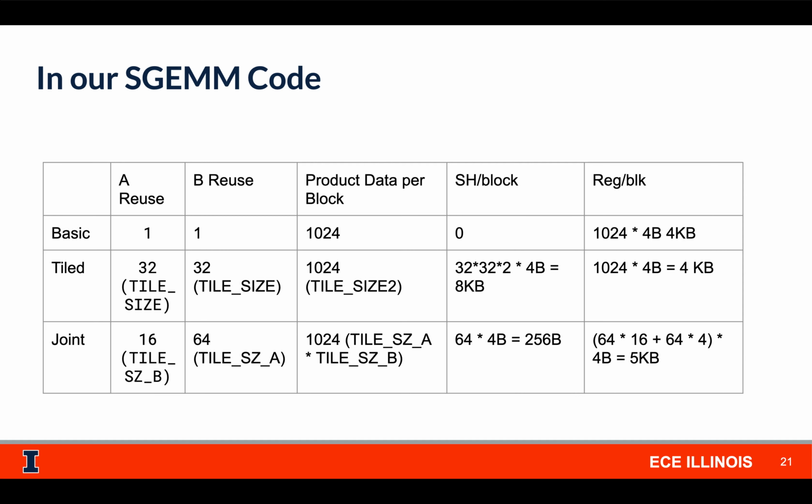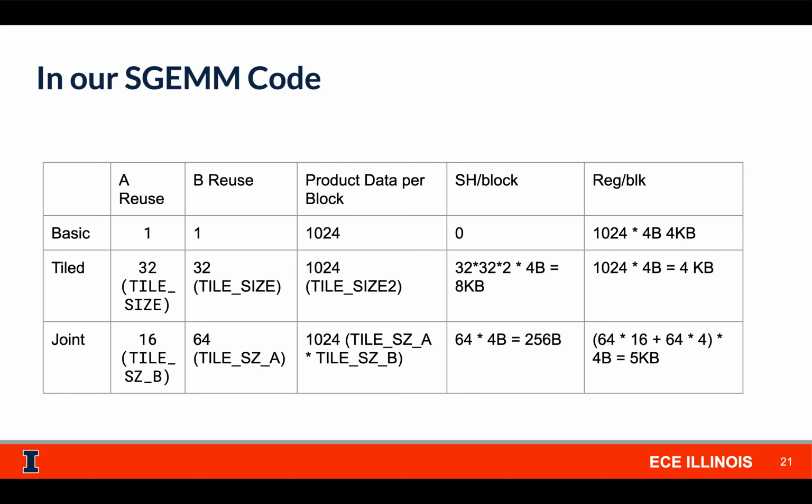So the same is true in the tiled matrix multiplication, except now we get to reuse each of the loads from global memory, tile size times. So if we have 32 by 32 tiles, we get some reuse, so we reduce the amount of accesses from global memory to produce the same product data. But we have some additional shared memory costs now because we have to store a tile of each matrix in shared memory.